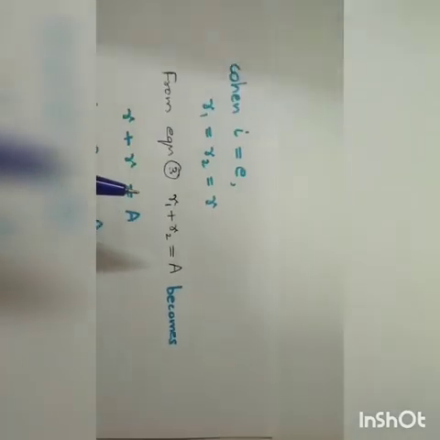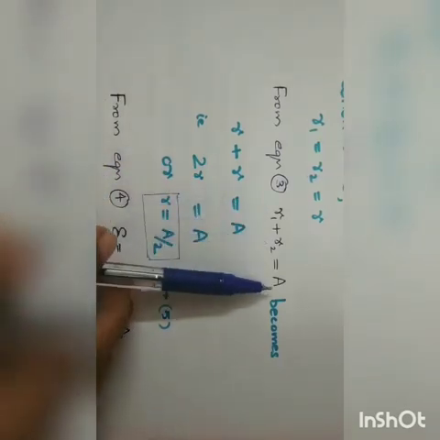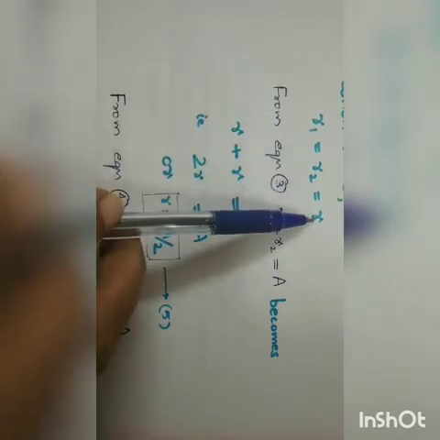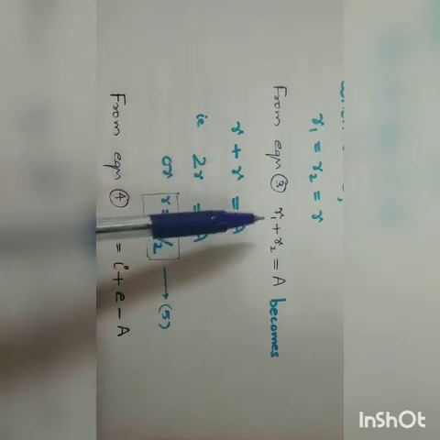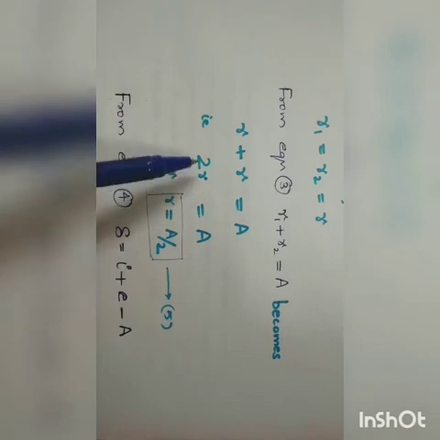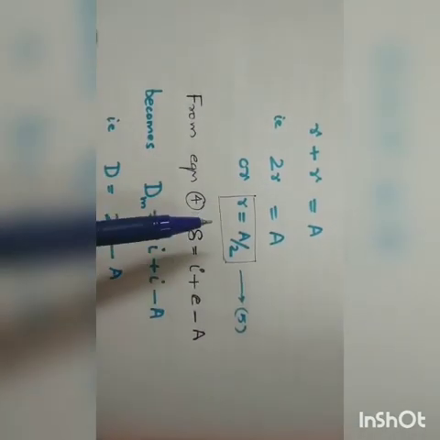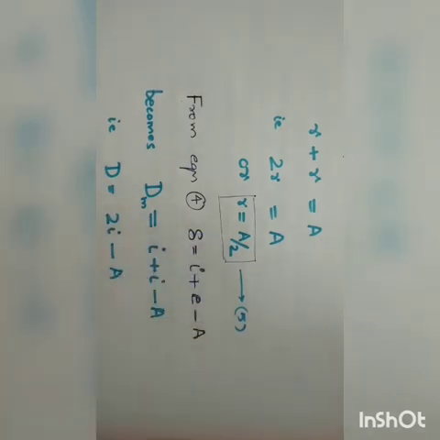So when we substitute this in equation 3, what was equation 3? Equation 3 was R1 plus R2 equals A. In that equation, when you put R1 equals R2 equals R, R instead of R1, R instead of R2. So R plus R equals A. R plus R is 2R. So 2R equals A, or R is equal to A by 2. So let us call that equation 5.